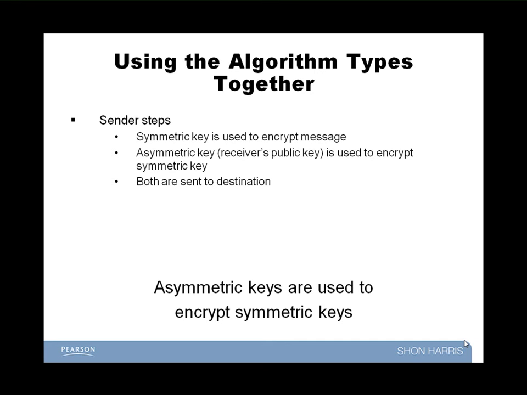I encrypt the message with a symmetric key, and then I need to get that symmetric key to you securely. So I encrypt that symmetric key with your public key. I send those two together. I send the encrypted symmetric key and the encrypted message to you.